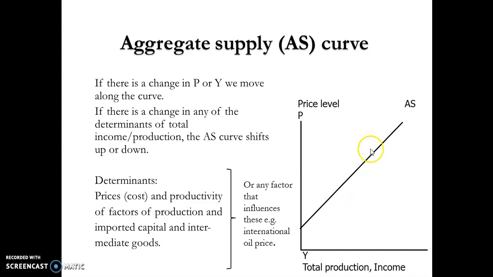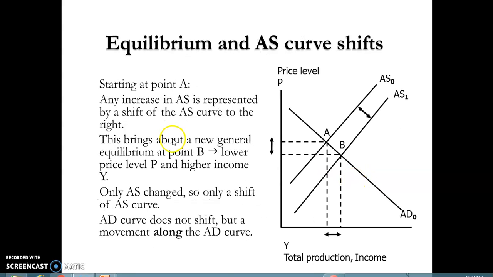A movement along the curve comes about as a result of a change in P or Y. Those are the variables on the axis. But if there's a change in any one of the determinants, such as the cost, anything relating to the cost of production, the curve would then shift. We now look at an example where the aggregate supply curve shifts. So we start at point A, and any increase in the aggregate supply curve is represented by a shift of the aggregate supply curve to the right.